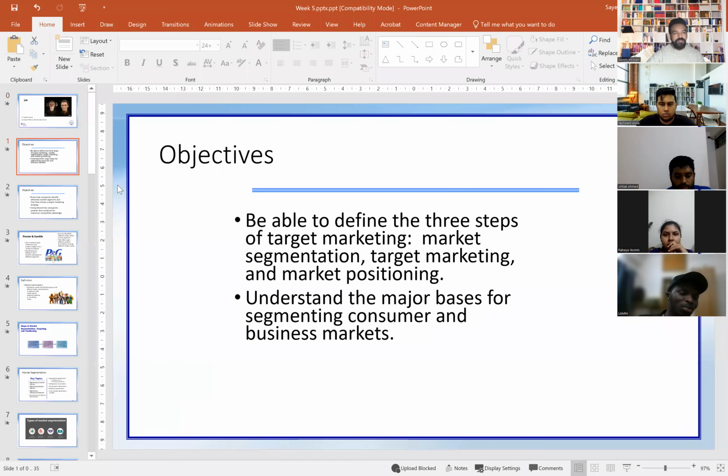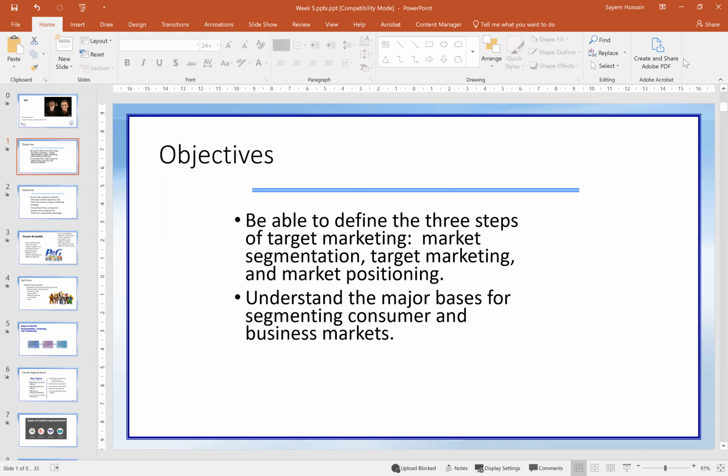So these are the key objectives of our discussion today. Be able to define the three steps of target marketing: market segmentation, target marketing, and market positioning. Understand the major bases for segmenting consumer and business markets. We will be talking about business markets as well, because one thing we need to keep in mind is that there is a B2B market and a B2C market. Can someone explain that to me, please? What's the difference between B2B and B2C?